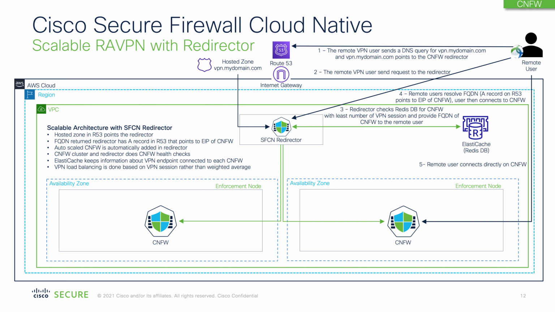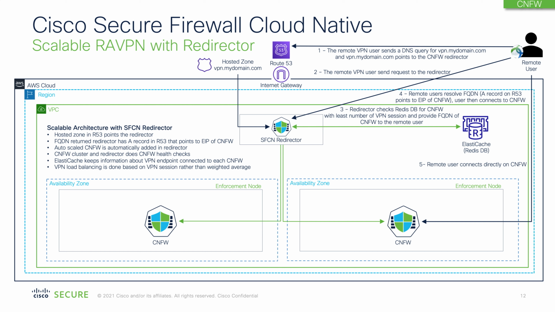Elastic Cache keeps track of all the VPN endpoints connected to each CNFW. VPN session is done based on VPN counts on an EP rather than weighted average. So all the automation and orchestration is handled by our architecture in the backend. Whenever a new EP is added, it will get its own dedicated VPN pool. Routes will be added automatically. New EP will be added in the redirector.